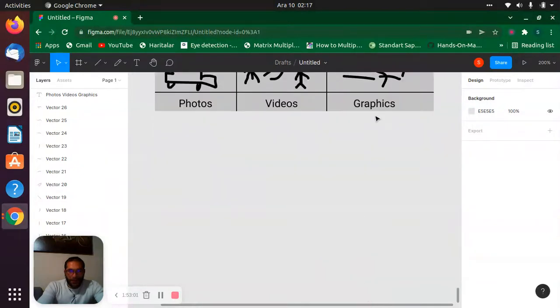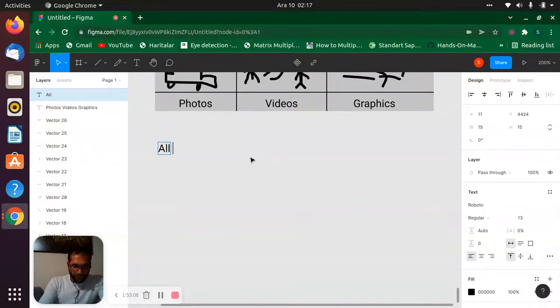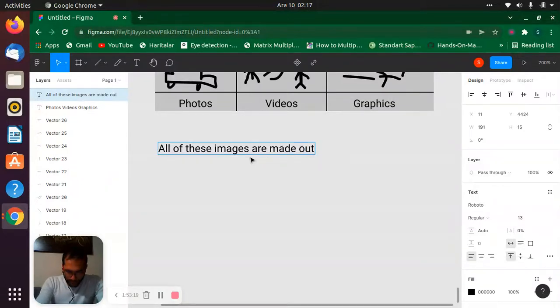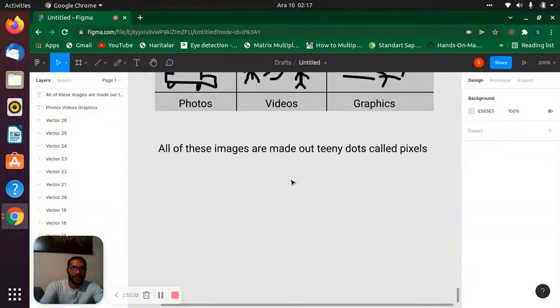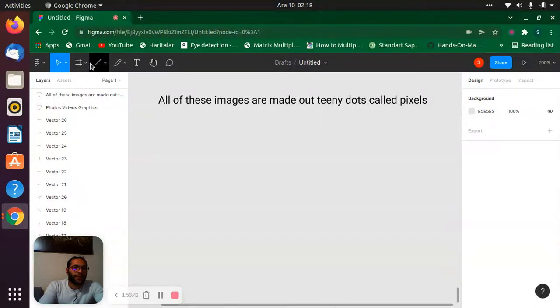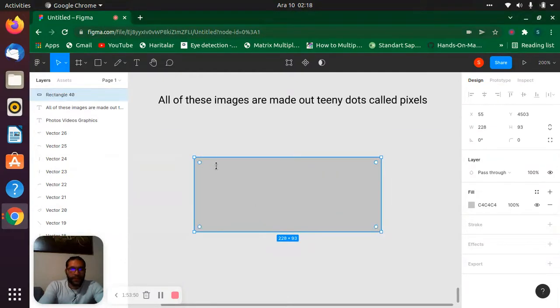So let's come down. And now I will say all of these images are made out of teeny dots, called pixels. Amazing. Now we will go deep. Again, I will plot something here, but I promise you, I will be very fast, really. I will be very, very fast. Just I will put again things here.